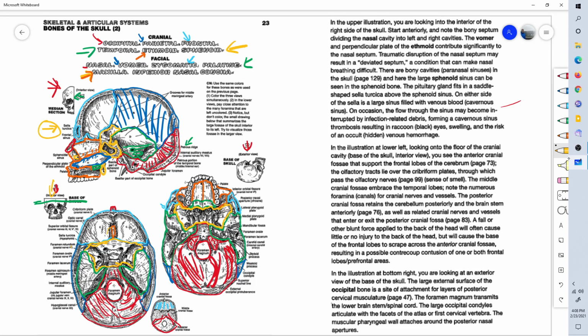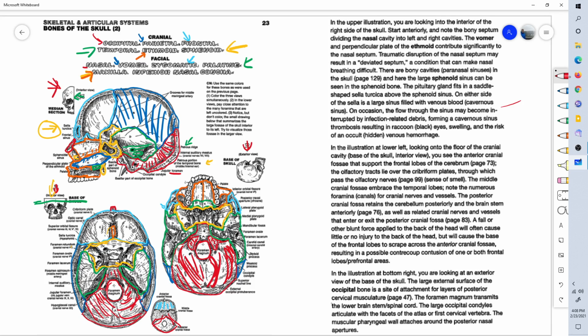pituitary gland, the frontal sinus, the sphenoidal sinus, the petrous ridge, that hardened petrous portion of the temporal bone, in the middle and internal ear. And foramen. A foramen means a hole. So wherever you see a foramen, it means a hole. And there are a lot of them in the skull.